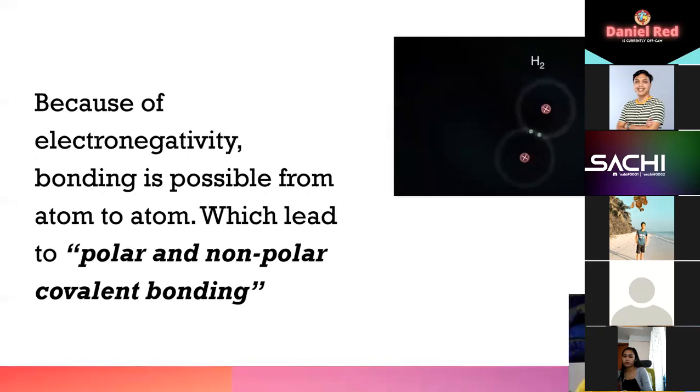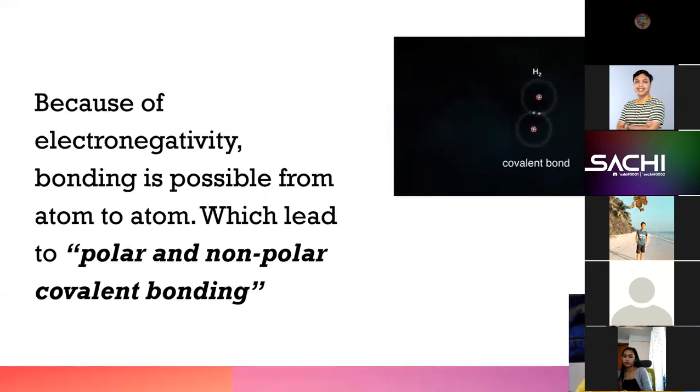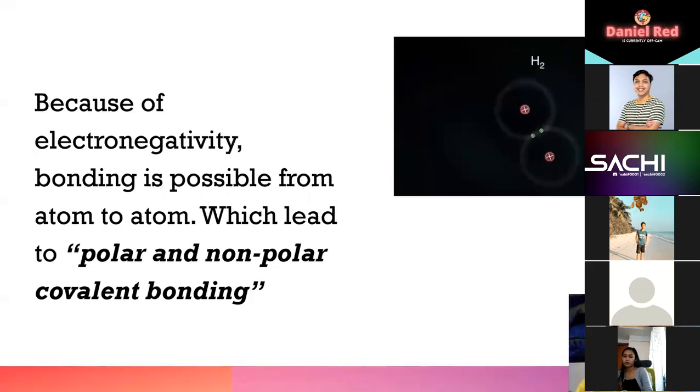Remember that because of electronegativity, bonding is possible from atom to atom, because the electron is the one responsible for the attraction of two atoms. This leads to covalent bonding. And we have two types of covalent bonding, the polar and the non-polar covalent bonding. If you observe this illustration, you can see what is happening during the process of covalent bonding, wherein two atoms are attracted because of their electronegativity.